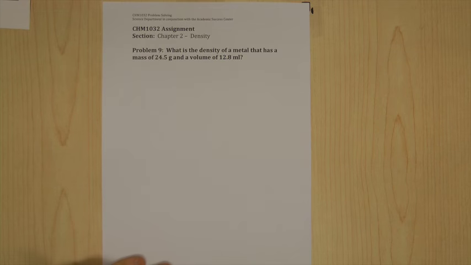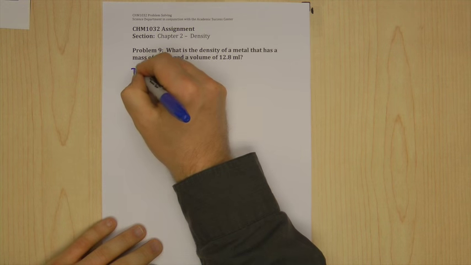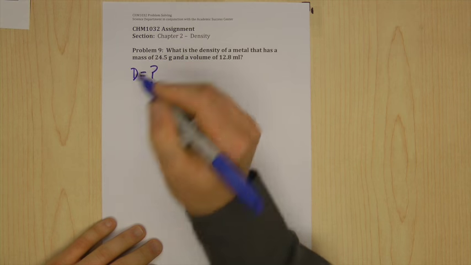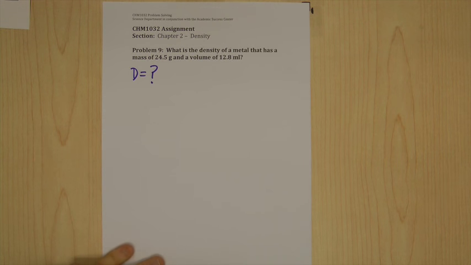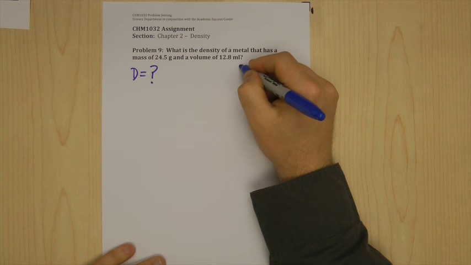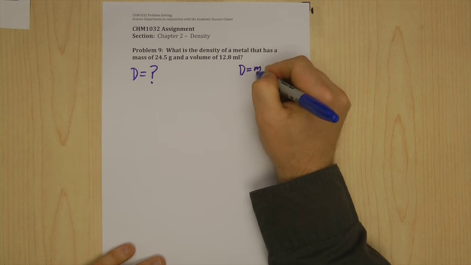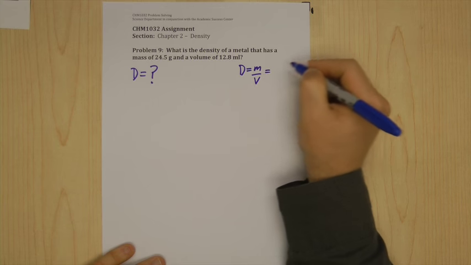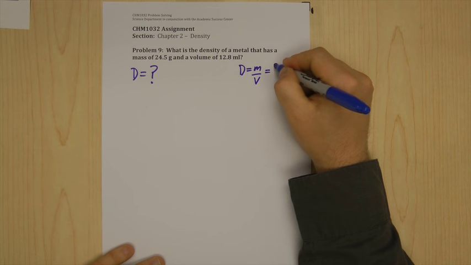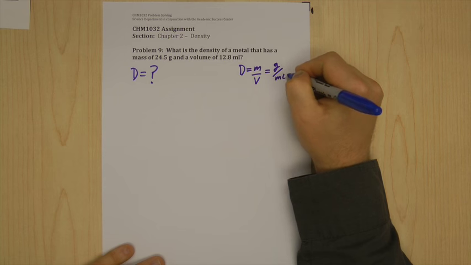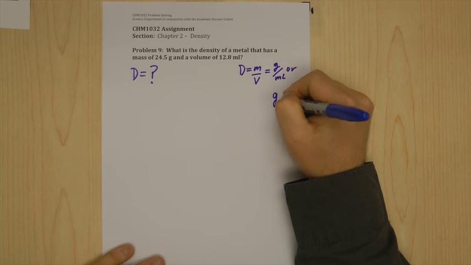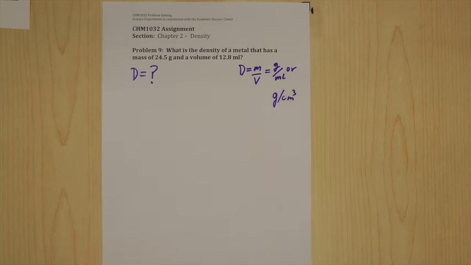First of all, I like to take the problem and just break it down. Read the problem once and then read it a second time carefully. What is the density of a metal? So density equals our question. We don't know the density. The formula, if you need a formula, density equals mass over volume. Typical units for density are grams per milliliter or grams per centimeter cubed. Those are your typical units for density.